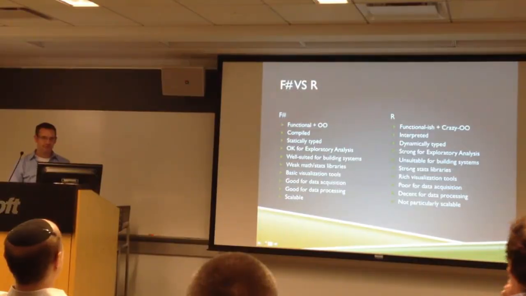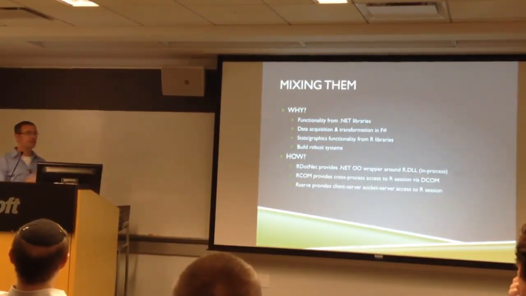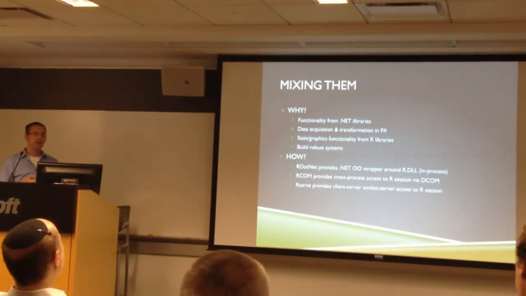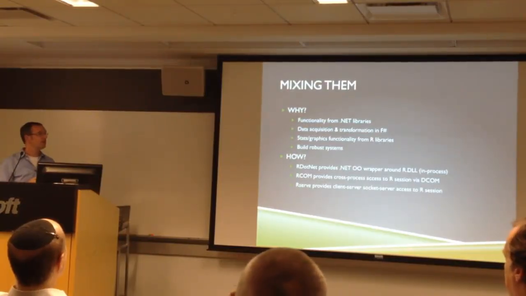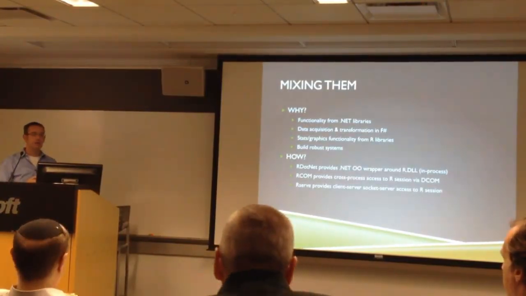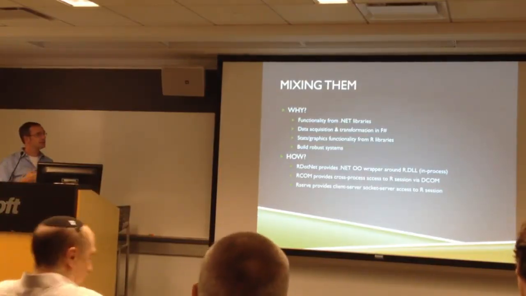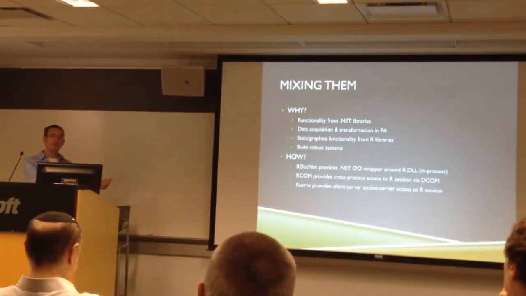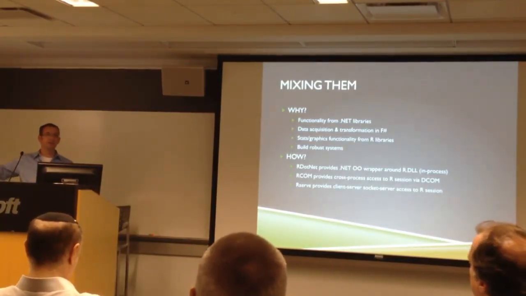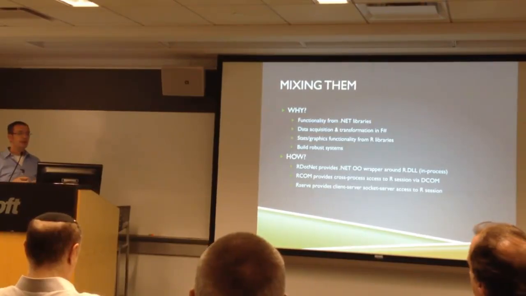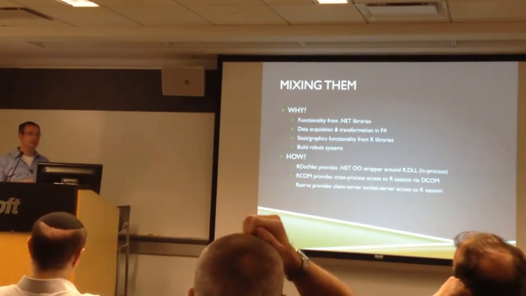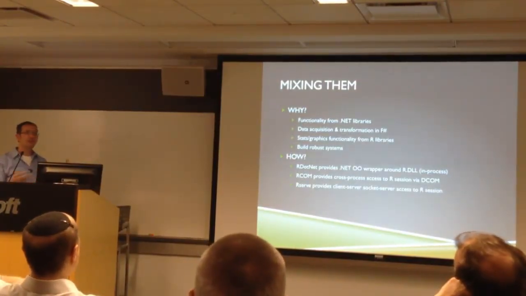Okay, so I just kind of touched on this, but why do we want to mix them? What was their motivation? We at BlueMountain have a lot of functionality in .NET libraries we've written in C# over the years. When we set out on this project to build this exploratory data analysis platform, we wanted to be able to leverage that functionality rather than using R or Python or whatever. We wanted to be able to use the data acquisition and transformation in F# and .NET because we think it's quite powerful. We have access to a lot of different data sources there.